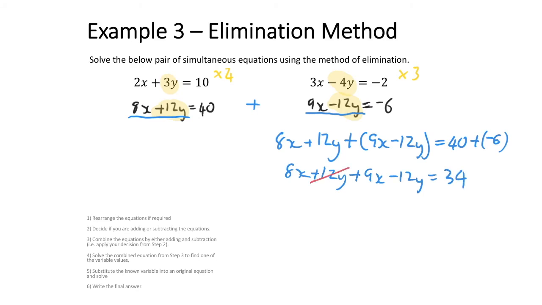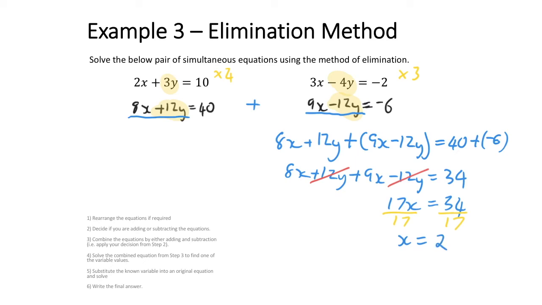So my positive 12y and my negative 12y are going to cancel each other out. I'm going to be left with 8x plus 9x, which is 17x, is equal to 34. So we can see that once we've simplified and collected our like terms, one of our variables gets eliminated. So now I can go ahead and find a value for x. For 17x, to get x by itself, I need to divide both sides by 17. So x is going to equal 34 divided by 17, which is equal to 2.